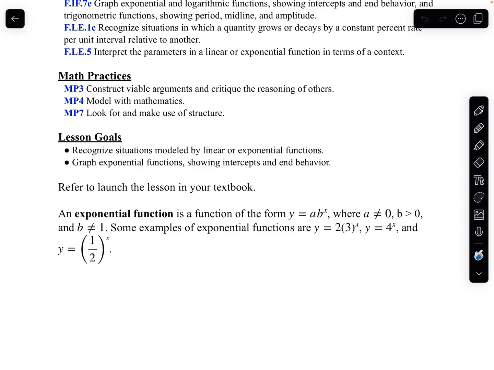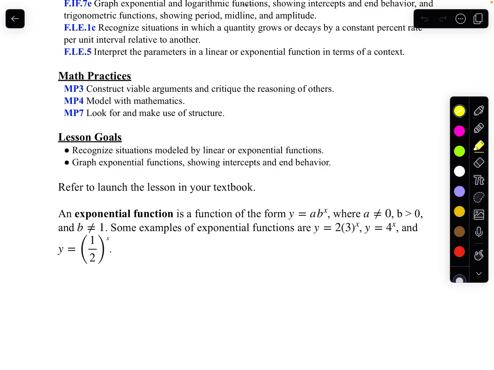The key of an exponential function is that the independent variable, my x, is my exponent. Hint: the word exponential. It looks like the form y equals a number times another number raised to the x power. Now, my first number a can't be 0, because if it was 0, you wouldn't have an exponent. And b can't be 1, because 1 to any power we know is going to be 1.